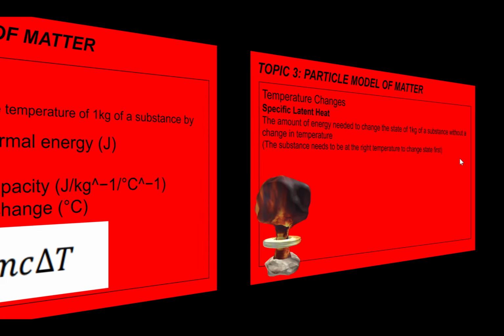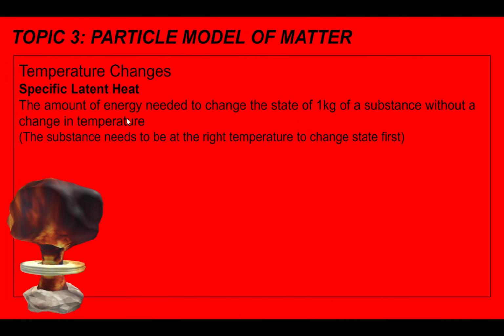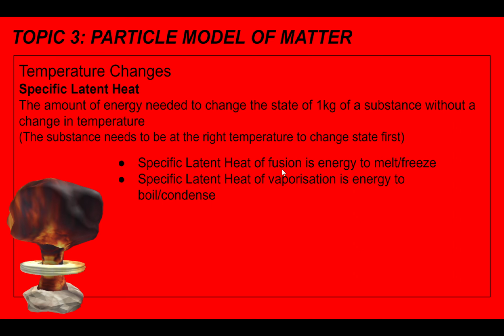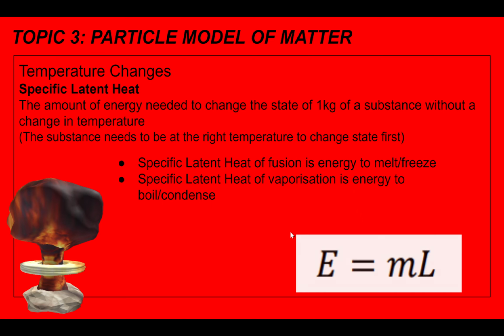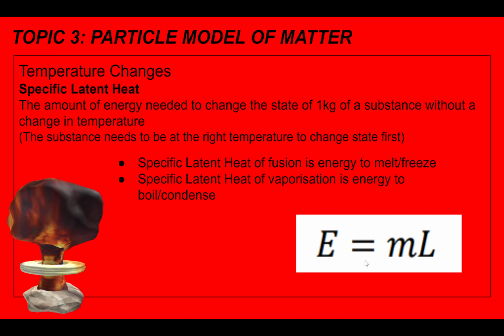Here is the formula. Specific latent heat is the amount of energy needed to change the state of 1 kilogram of a substance without a change in temperature. The substance needs to be at the right temperature to change state first. So specific latent heat of fusion is energy to melt or freeze, and specific latent heat of vaporization is energy to boil or to condense. So energy for a change of state in joules equals mass times specific latent heat. Once again, you can rearrange.